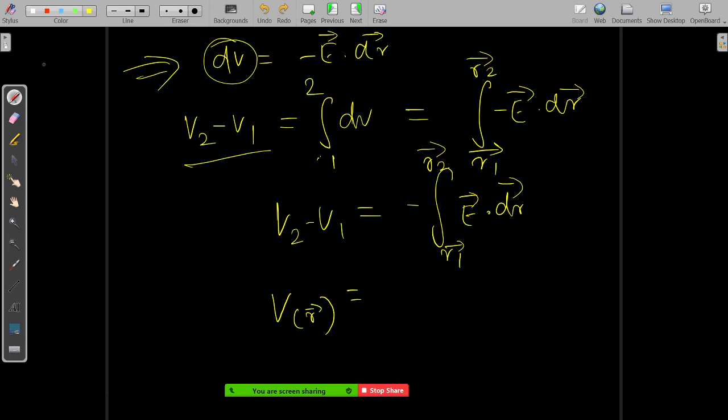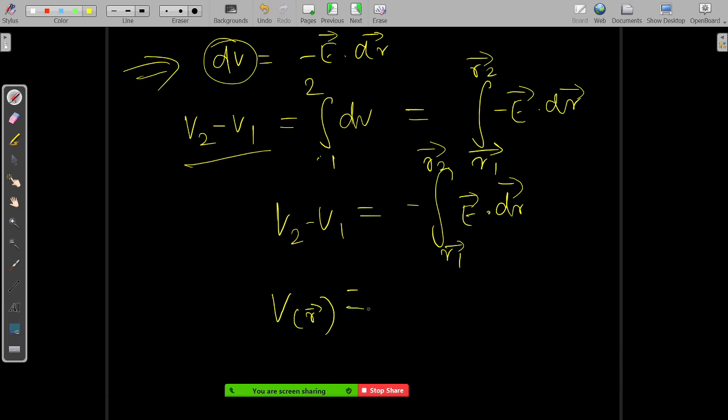But this E will be depending on R. We can split E into its formula, right? No, we don't want to do that for the time being. We just want to remember the formula. We don't want to do the actual integration again. When you do the actual integration, you will come back to the same formula, q by 4 pi epsilon naught r. So we don't require that. We just wanted to find the relation between V and E.